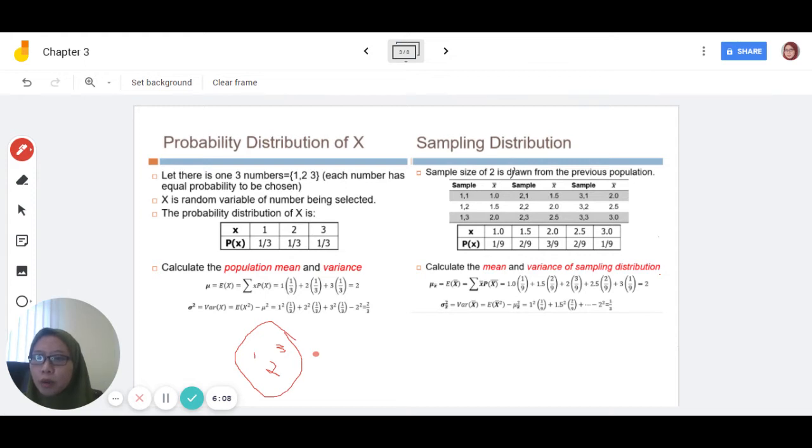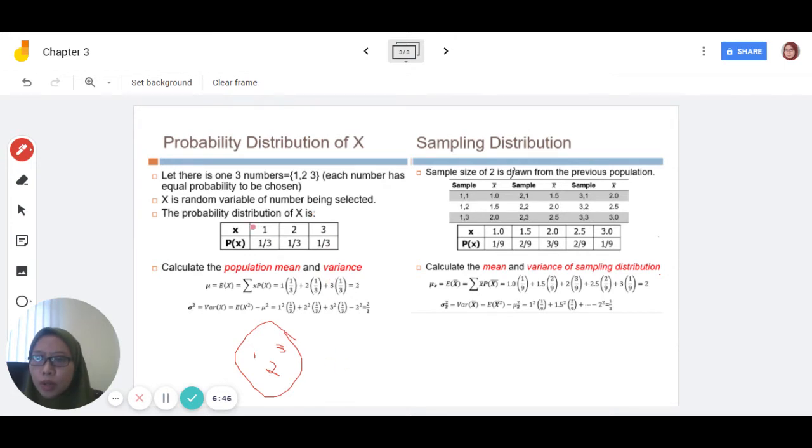Once you pick from the box, you have some possibilities: you can pick 1, or 2, or 3. So all these are random samples of X. The probability of picking 1 is 1 over 3. The probability of getting number 2 is also 1 over 3, and the probability of getting number 3 is also 1 over 3. That is the probability distribution of a random sample of X.